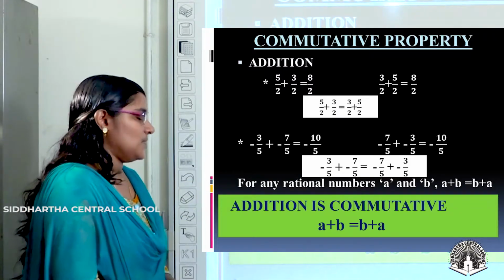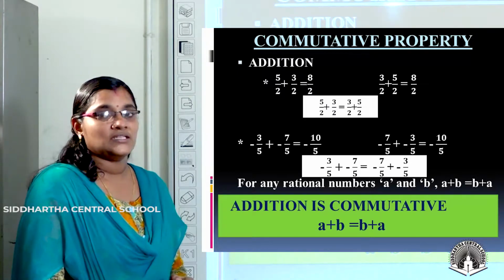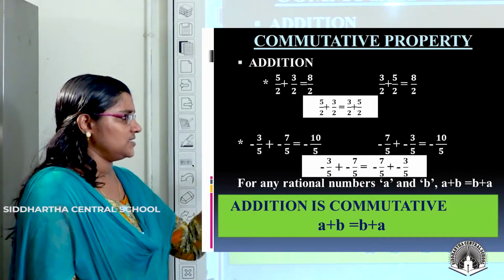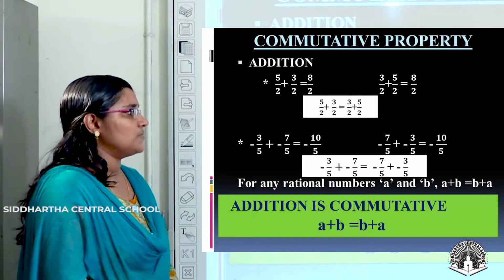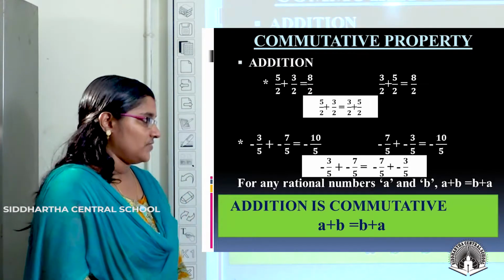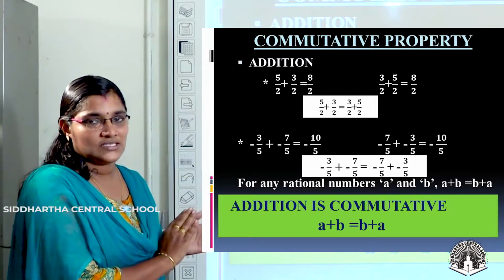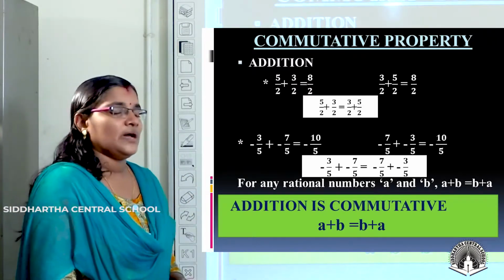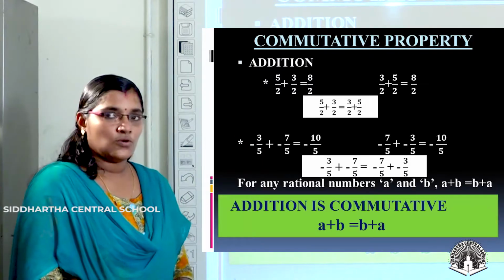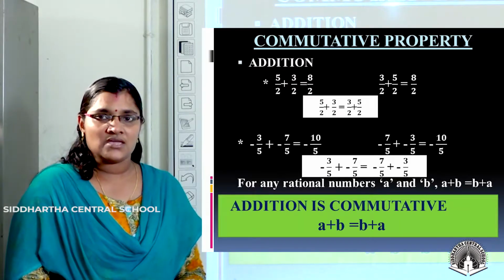Then one more example. Minus 3 by 5 plus minus 7 by 5. The answer is what? Minus 10 by 5. Again you interchange them. So minus 7 by 5 plus minus 3 by 5. What is the answer? Minus 10 by 5. Here also the answer is equal. In both cases the answer is the same. So minus 3 by 5 plus minus 7 by 5 is equal to minus 7 by 5 plus minus 3 by 5.